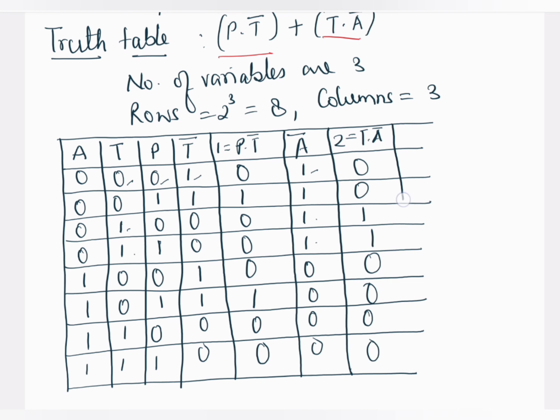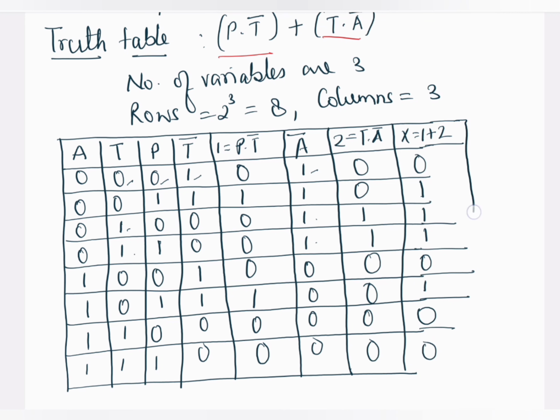Now let's get the output X. X is equal to 1 or 2. It's the plus sign, so it's OR. So we have to take this and this. 0 or 0 is 0, 1 or 0 is 1, 0 or 1 is 1, 0 or 1 is 1, 0 or 0 is 0, 1 or 0 is 1, 0 or 0 is 0, and 0 or 0 is 0. So this completes the truth table. Let's complete it together and join the lines carefully. I hope it's clear to you now.